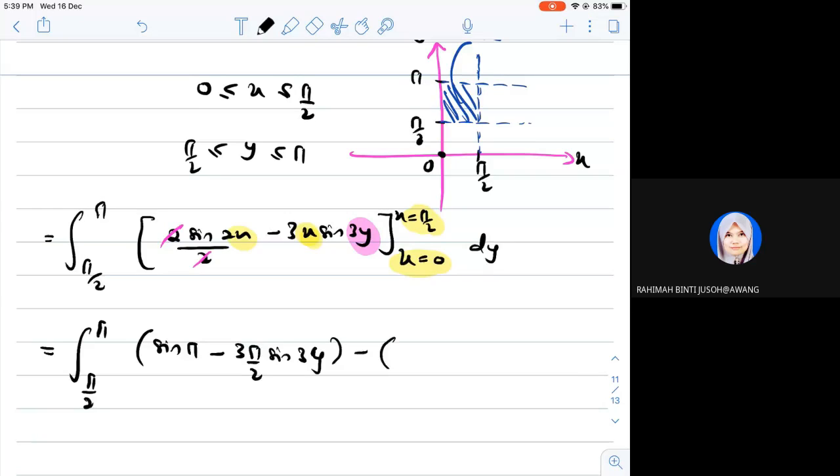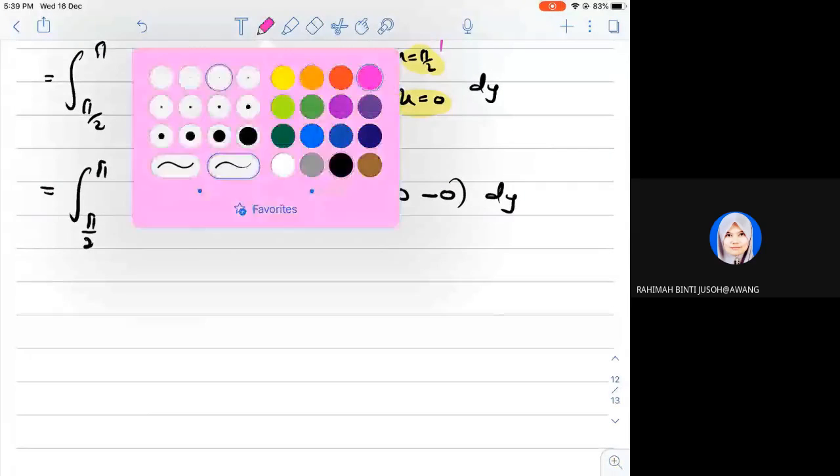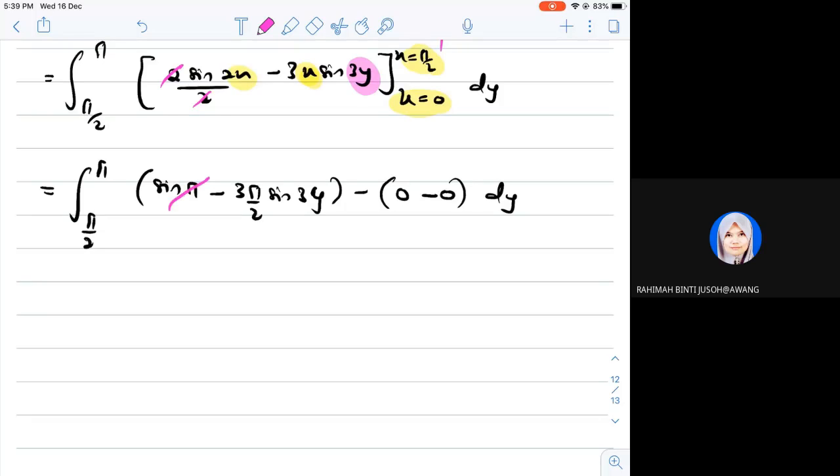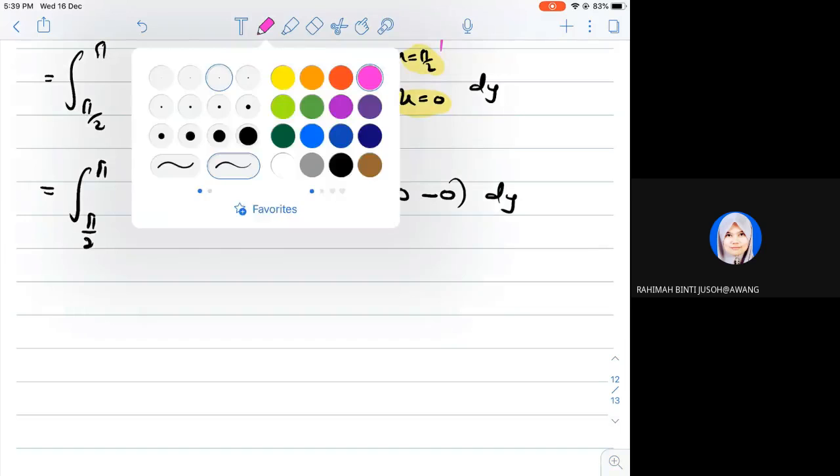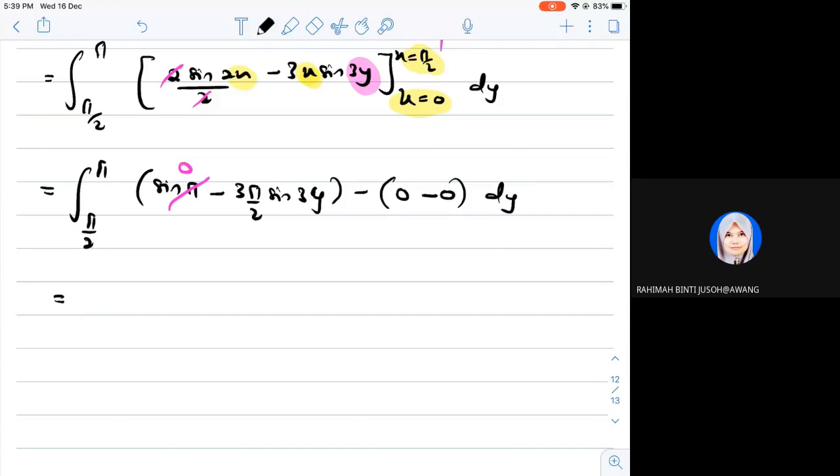Minus, substitute 0, so sine 0 is 0. 3 times 0 also 0, dy. Okay, so if you calculate using your calculator, then you can get 0 here. So finally, you will get the integration from pi over 2 until pi, negative 3 pi over 2 sine 3y dy.